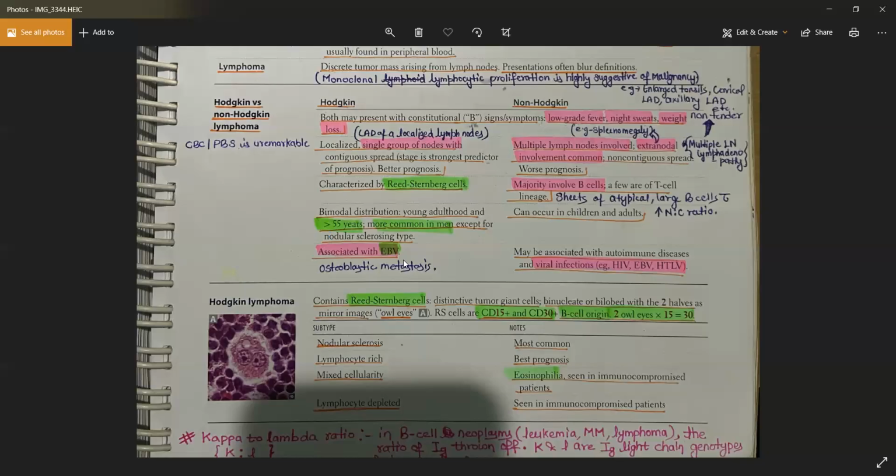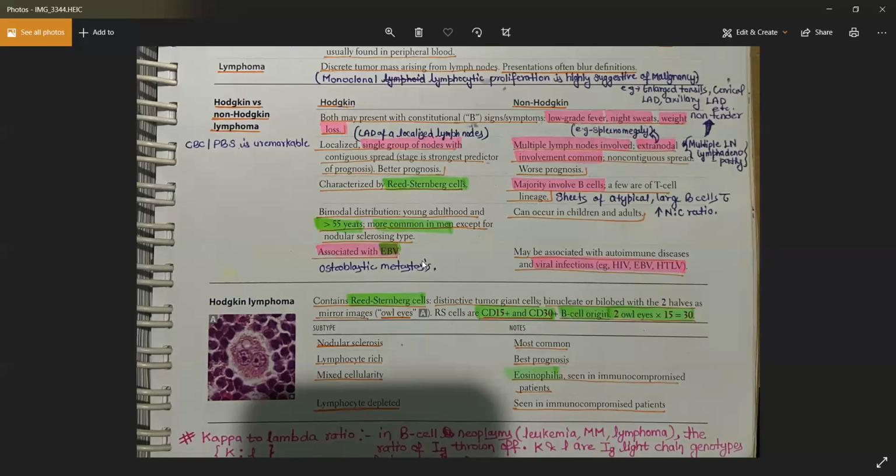Very important. And Hodgkin's lymphoma shows the osteoblastic type of metastasis. So whenever you have bone pain in case of Hodgkin's lymphoma, what you can have is a formation of bone, not a destruction of bone. Is that okay?